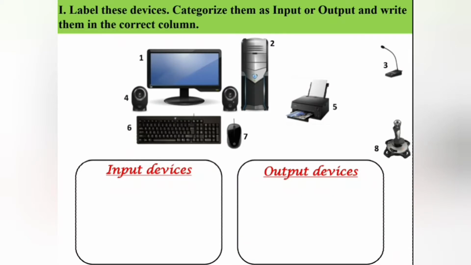What is our first exercise? In our book exercise, the first Roman is: label these devices, categorize them as input or output and write them in the correct column. In this, I have given more pictures and more devices. You have to find the name of the given devices.